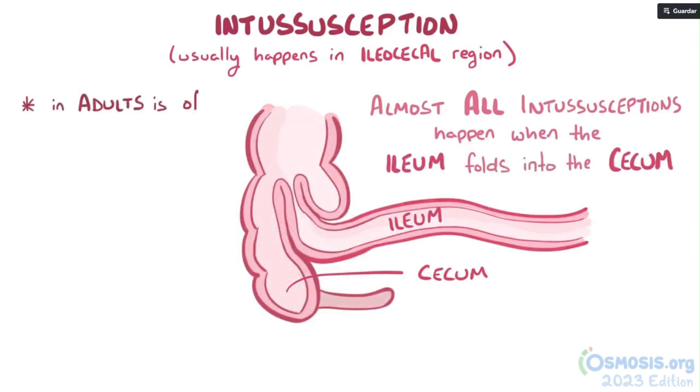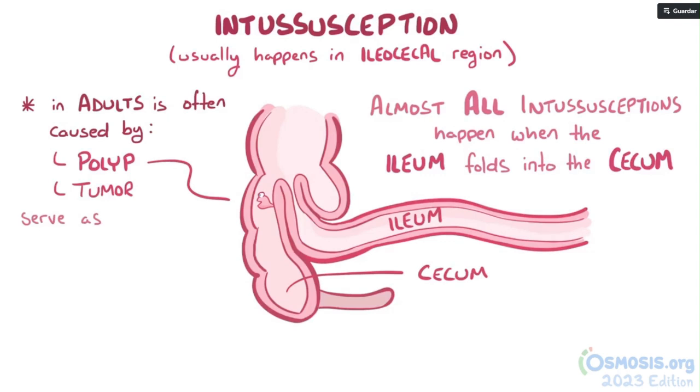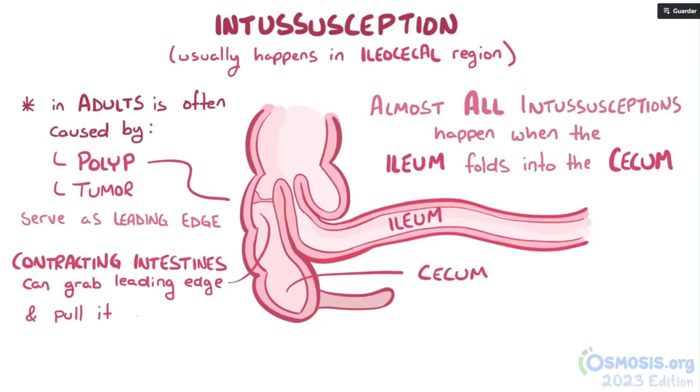In adults, telescoping is usually caused by an abnormal growth in the intestine, like a polyp or a tumor, which serves as a lead point or a leading edge. What happens is that the normal wave-like contractions of the intestine, called peristalsis, grab the leading edge and pull it into part of the bowel ahead of it.